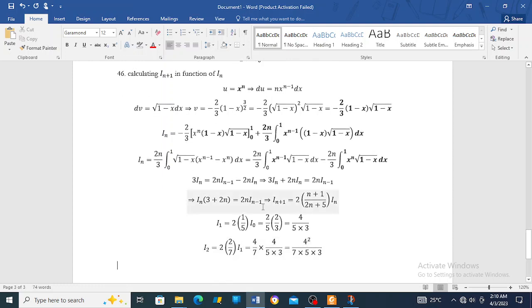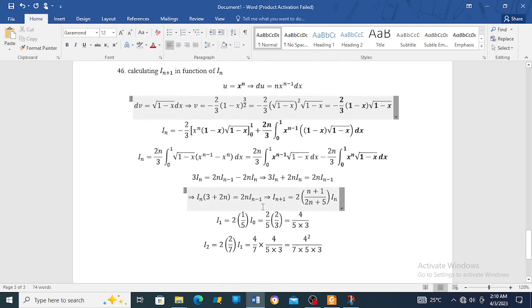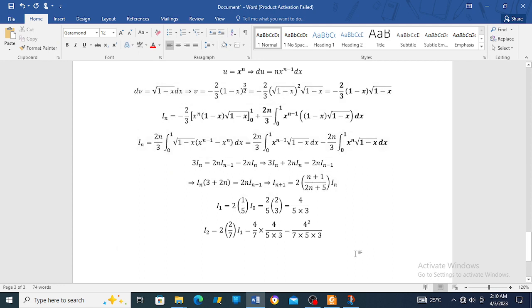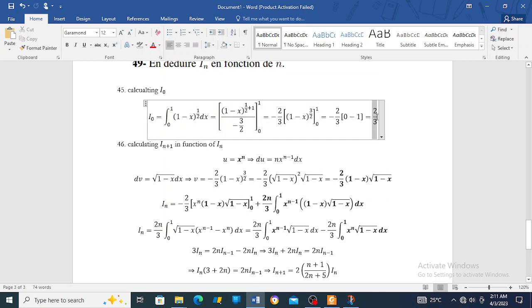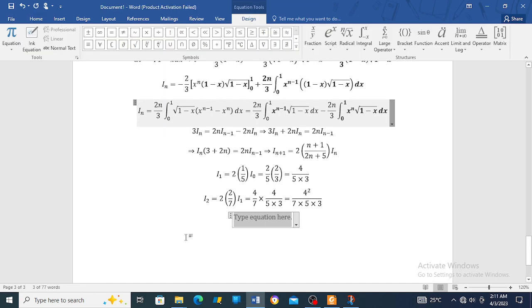Now the last part is asking us to deduce I of n in terms of n. So I'm going to drill you because I want to be very sure that you can do it. Look at I0. Our I0 is 2 on 3. Look at I1. Let me just write the terms. 2 on 3, comma, 2 times 2 divided by 5 times 3.